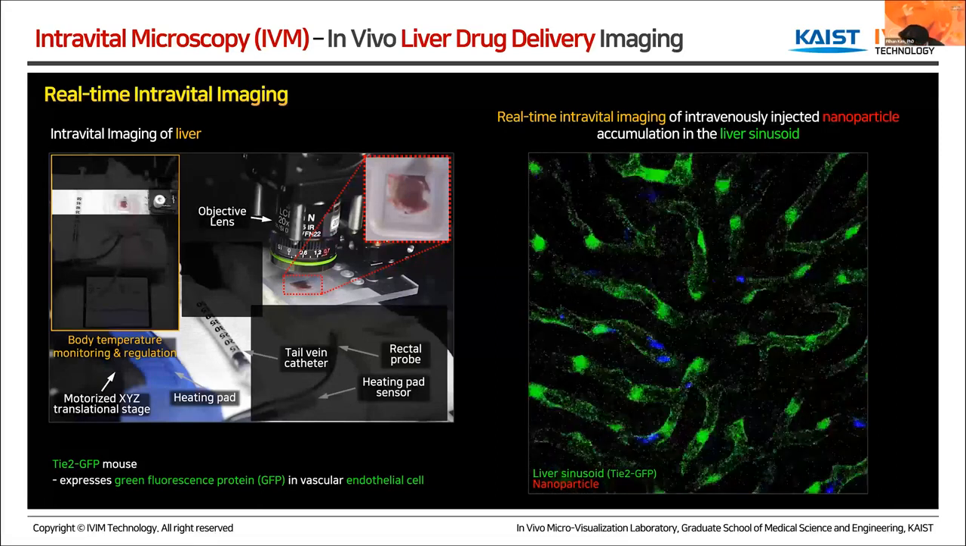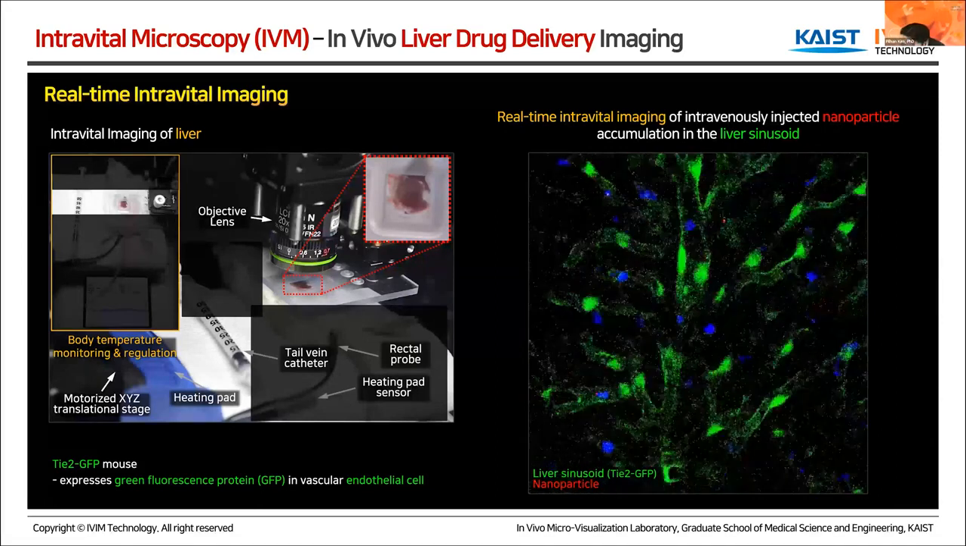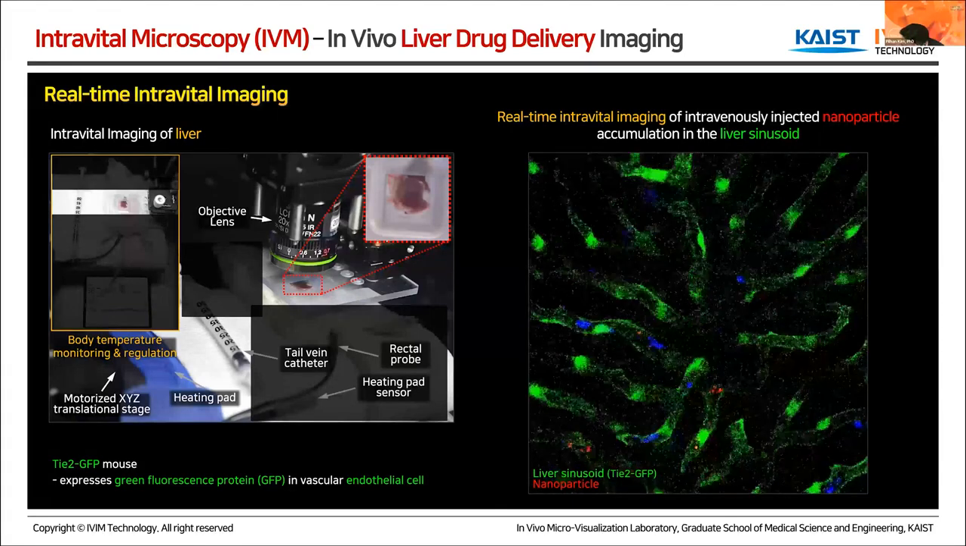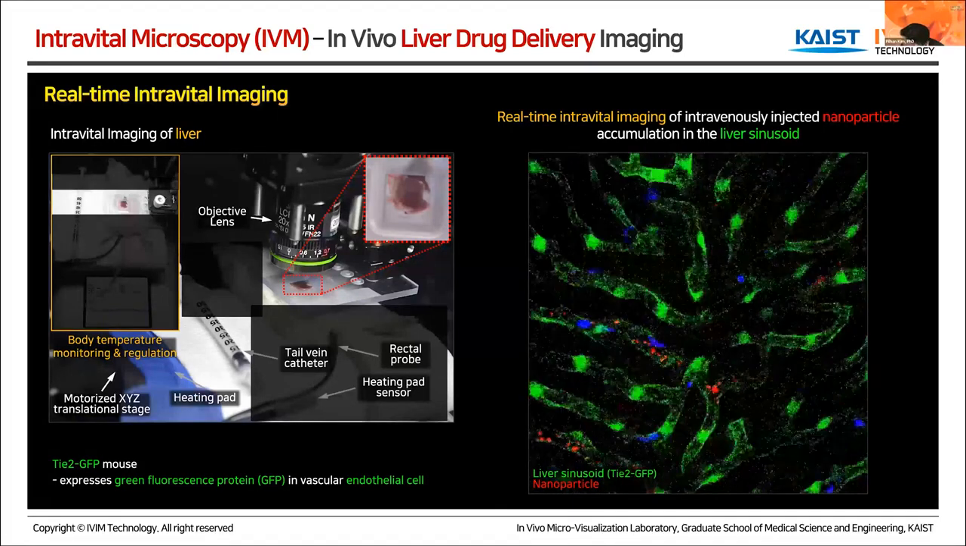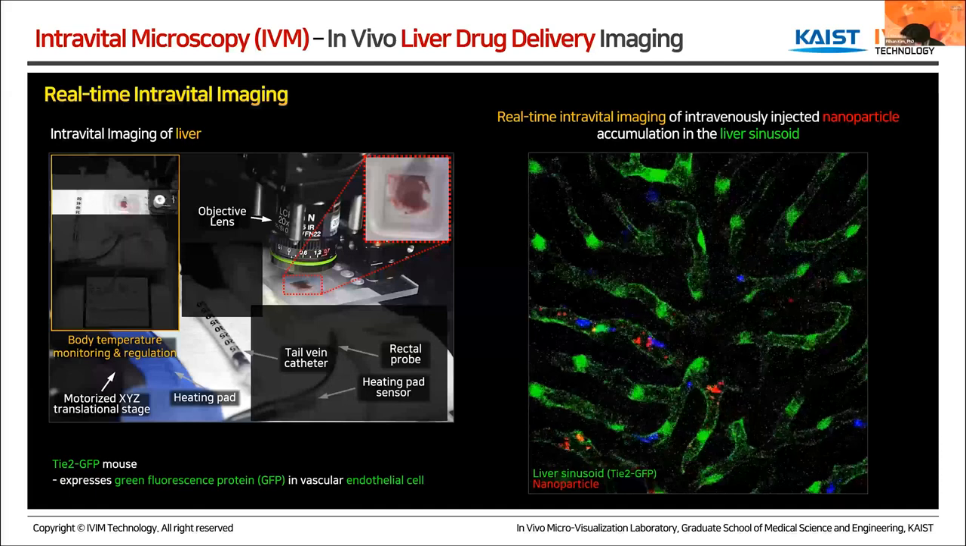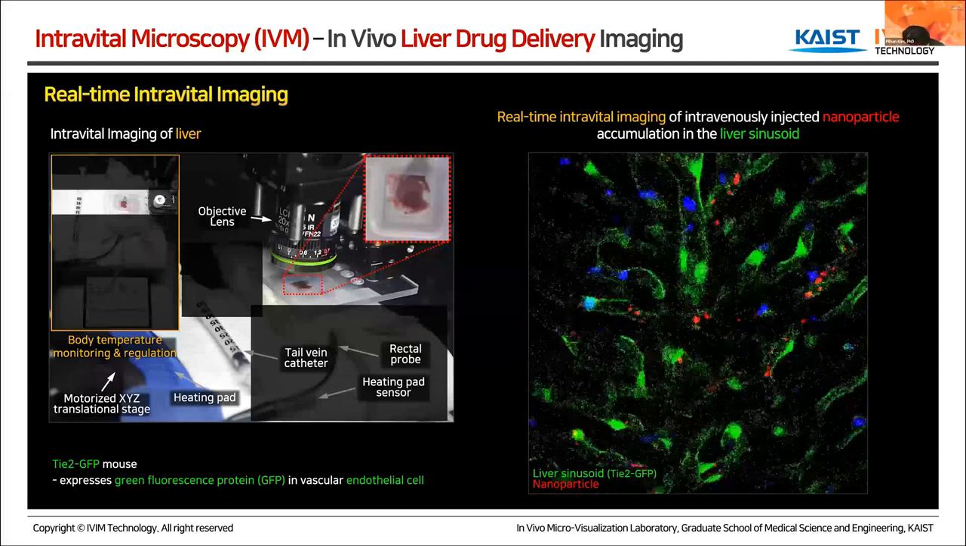And then, can you image rodent brain? Yes, we can. I already showed you many examples, I think. The brain of the mouse and also brain of the rat.